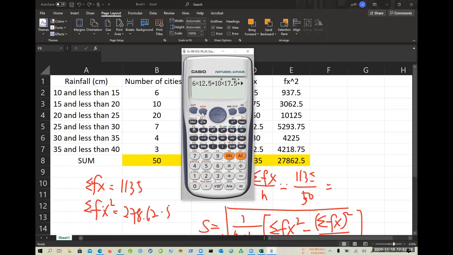So shift delete. Okay, they give you a cursor over here. What you need to do right now is simply put a square here. You can see it has now become 6 times 12.5 square. So you move the cursor to the next one, that is after 17.5, and put the square. And then move again to the 22.5 and then take the square.